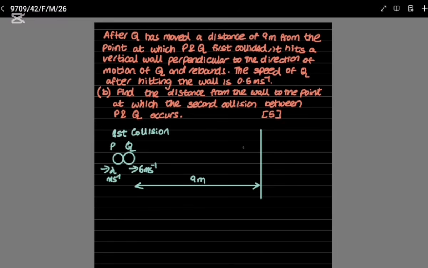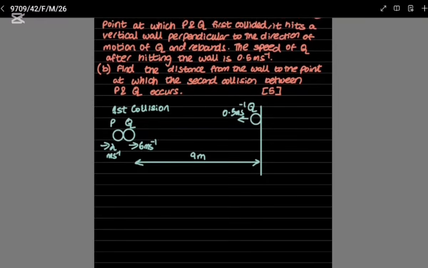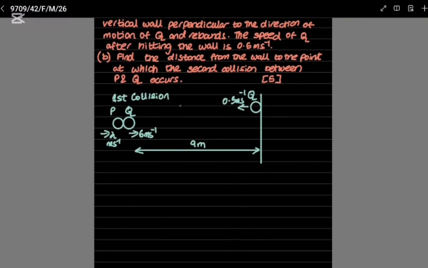Q goes and collides with the wall and then it rebounds, okay? So this is Q. Let me draw it. By the way, by rebound, it should be here, yeah? This is Q. And it moves at 0.5 meters per second, okay? This is what is happening, okay? So then P moves. P is still moving over there and they collide again. So they want the distance from the wall at the point with which the second collision happens, okay?